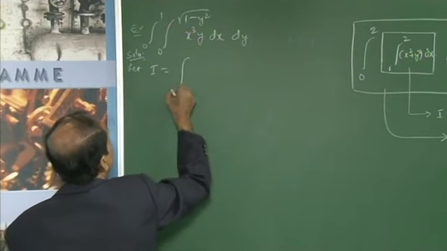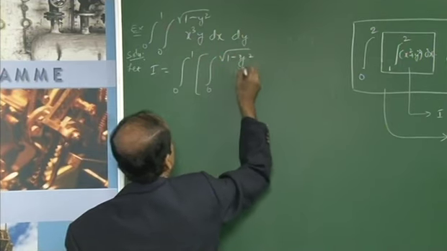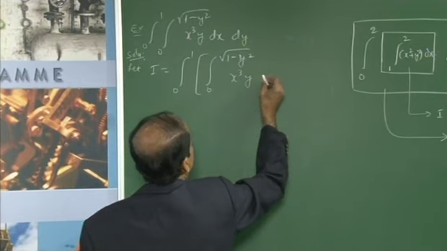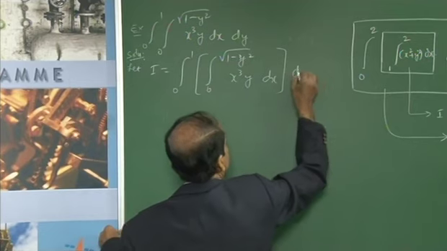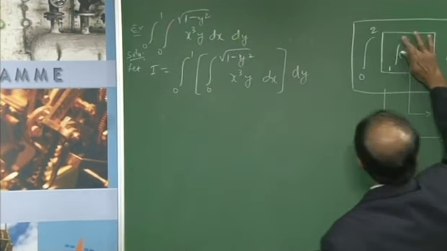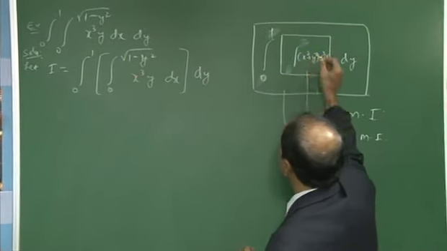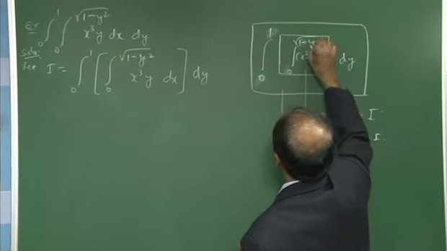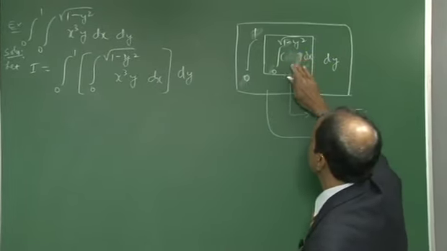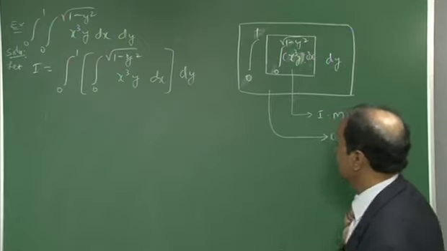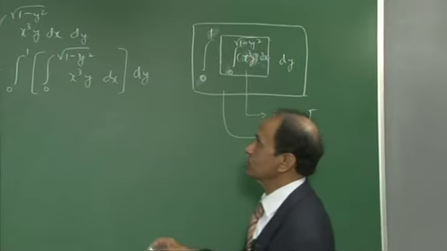Let I equal the integral from 0 to 1, and the integration from 0 to root of 1 minus y square, and then x cube y. I must put dx for this, close the bracket, and then dy. Now, this is the case as the application. Here it is 0 to 1 and 0 to root of 1 minus y square. Here it is a must that you have to go for the opposite symbol for the innermost integral. That means it is a function of y.